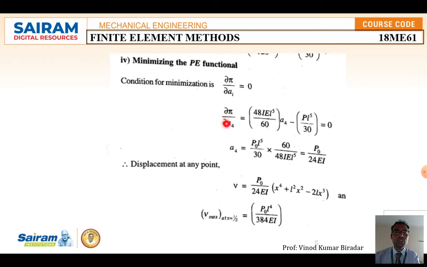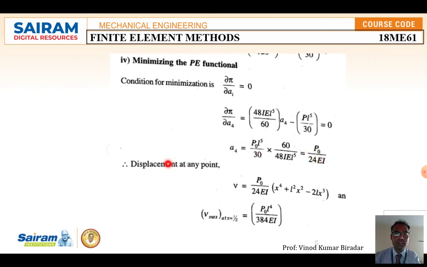So ∂Π/∂A4 is equal to 48 EI L to the power of 5 by 60 A4, minus P0 L to the power of 5 divided by 30, which is equal to 0. So here A4 is equal to what? You simplify, you are going to get P0, that is the load, P0 L to the power of 5 by 30 into 60, divided by 48 EI L to the power of 5. Simplifying, you are going to get P0 divided by 24 EI. So this is the A4 value you got.